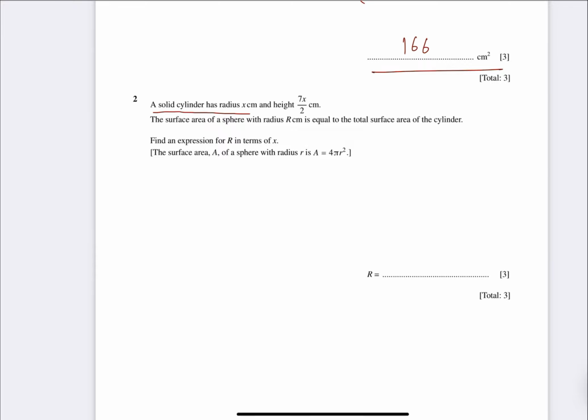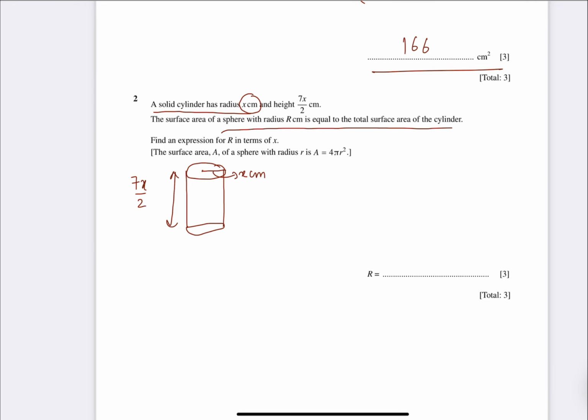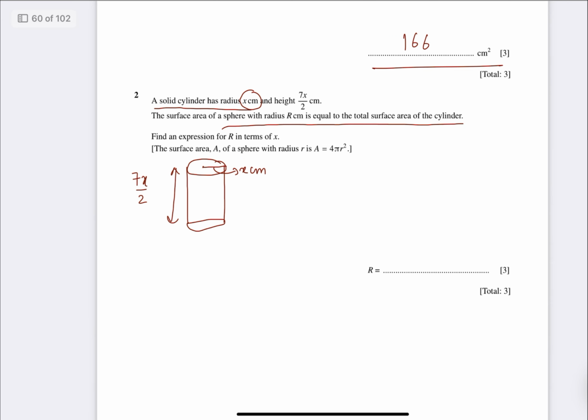Now let's try this question. A solid cylinder has radius x centimeter. So there is a cylinder and the radius of that cylinder is x centimeter. And the height is 7x by 2 centimeter. The surface area of a sphere with radius r equals the total surface area of the cylinder. Okay, so there is a sphere. It is very important to draw the diagrams when you are solving the questions. So don't forget ever to draw the diagrams, all right? And the radius is r.